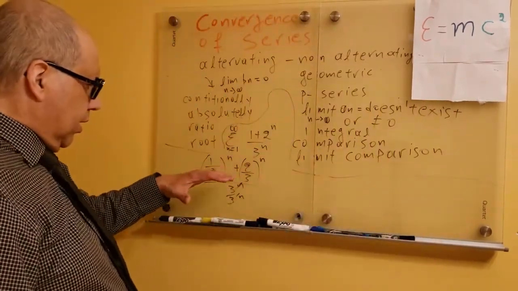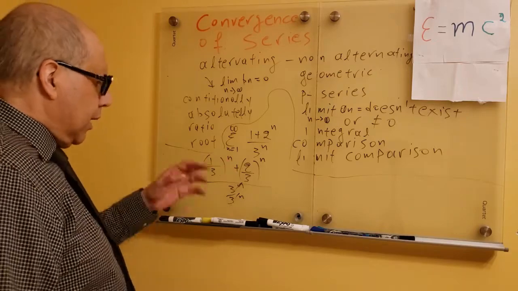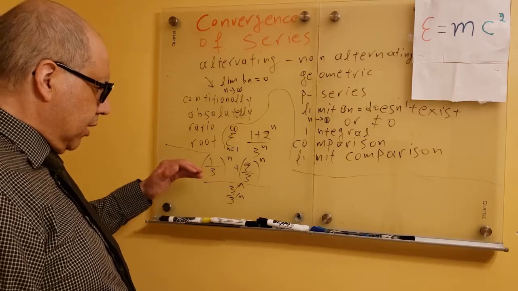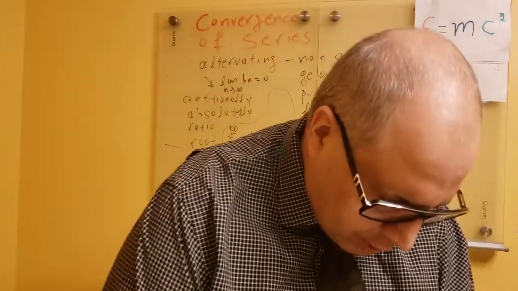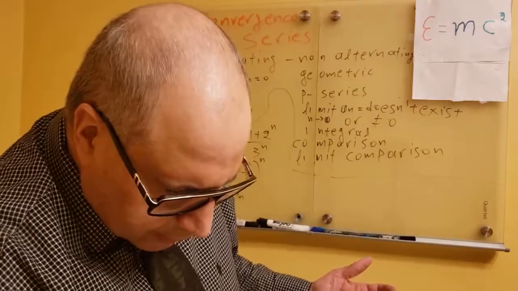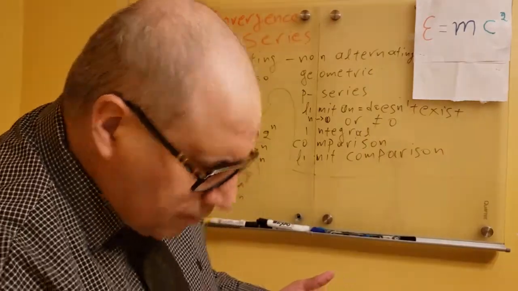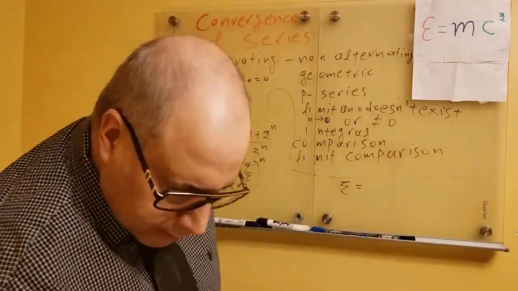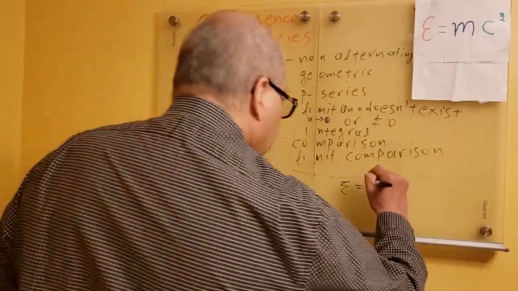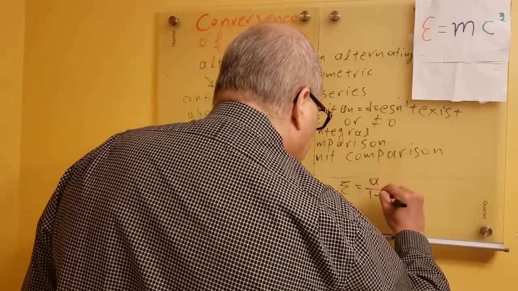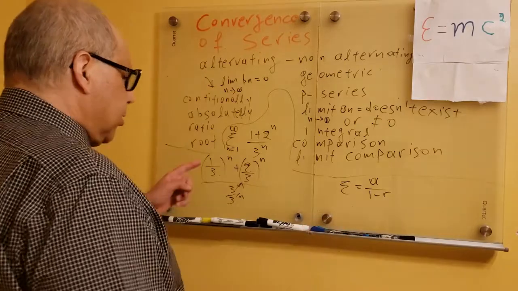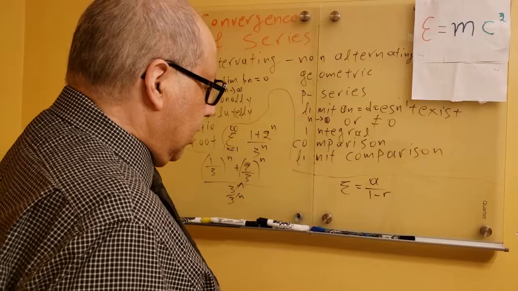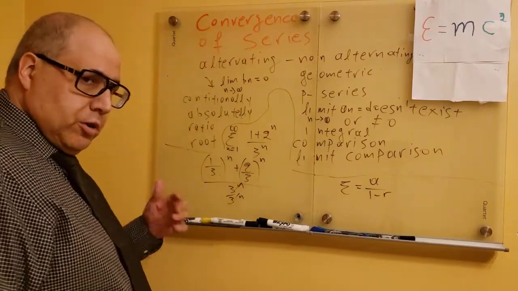So these series here are converging. And now what we have to do is find the sum of these series. In order to find the sum, you just have to use that the sum is equal to A over 1 minus R, where A is the first term of each geometric series, and R is the ratio between two consecutive terms.